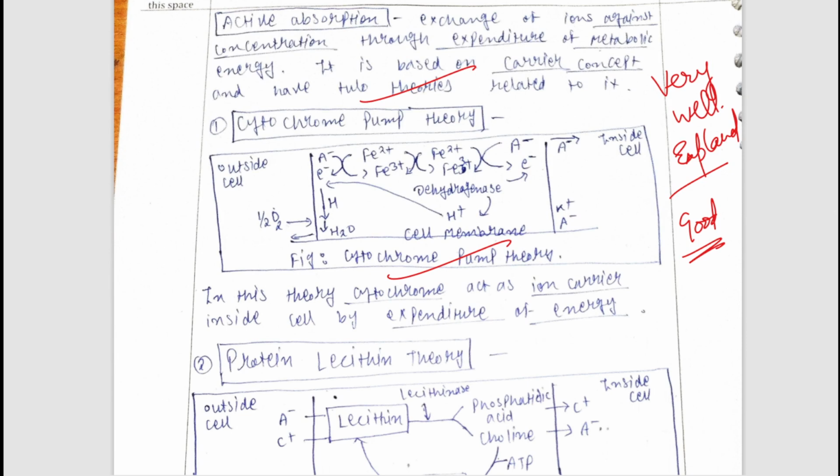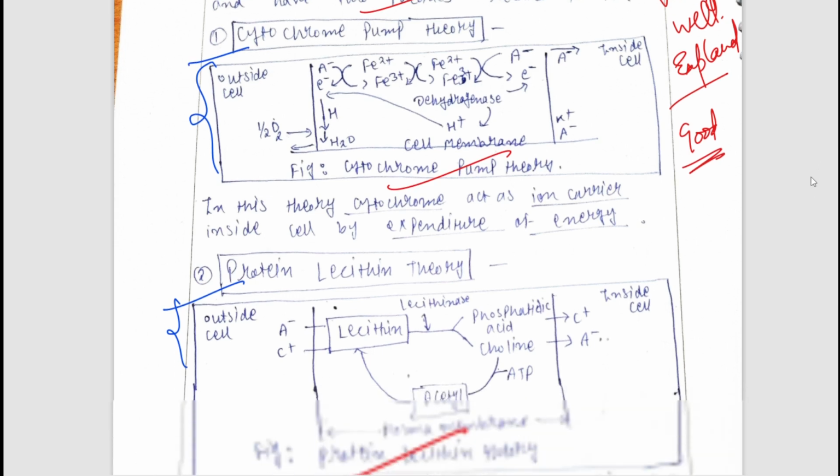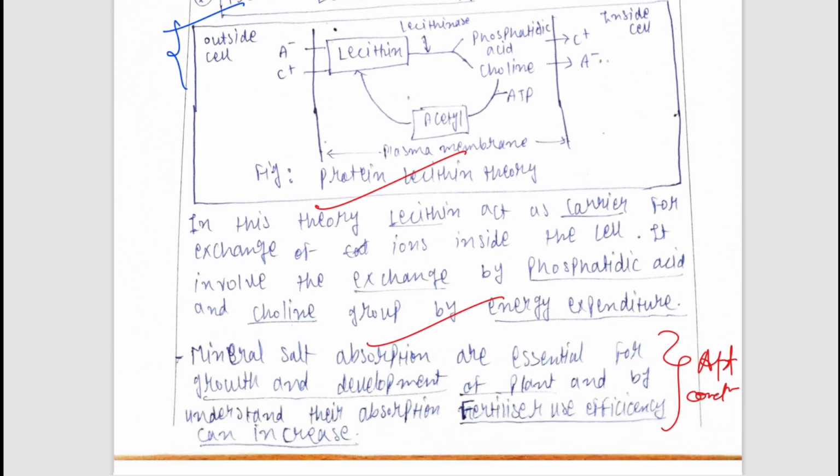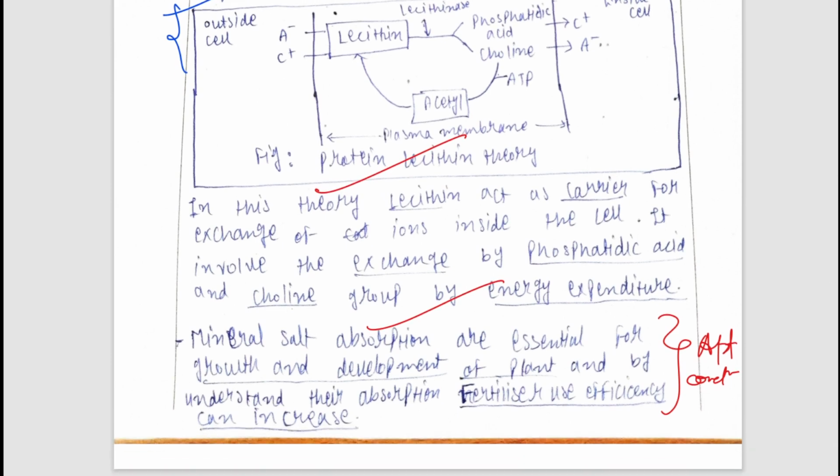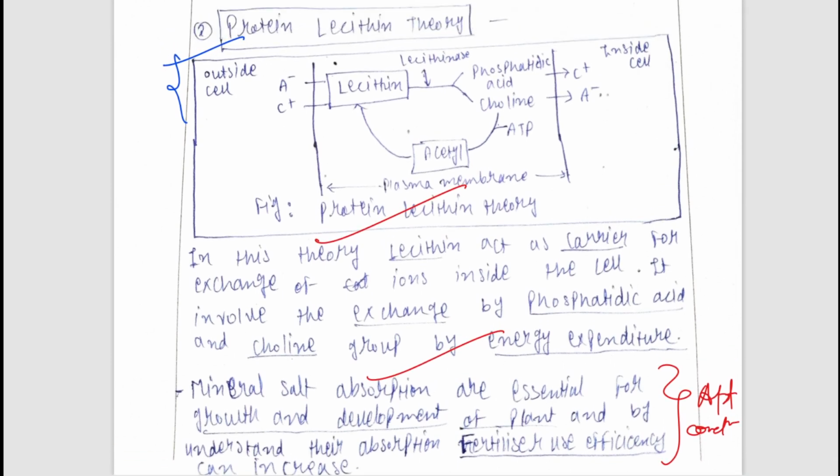Now it's active absorption. Okay, that is, here there is an expenditure of metabolic energy. You can see here cytochrome pump theory has been explained, protein lecithin theory has been explained, and you can see that diagrams have been well made. So while you are making this type of complex diagrams, always keep in mind the time management, because many times making this type of diagrams takes a huge amount of time. So that is why keep practicing so that you can manage the time and make well amount of these types of diagram. Protein lecithin theory has been mentioned. So a well written answer, everything has been well mentioned. You can pause and read the video if you want.